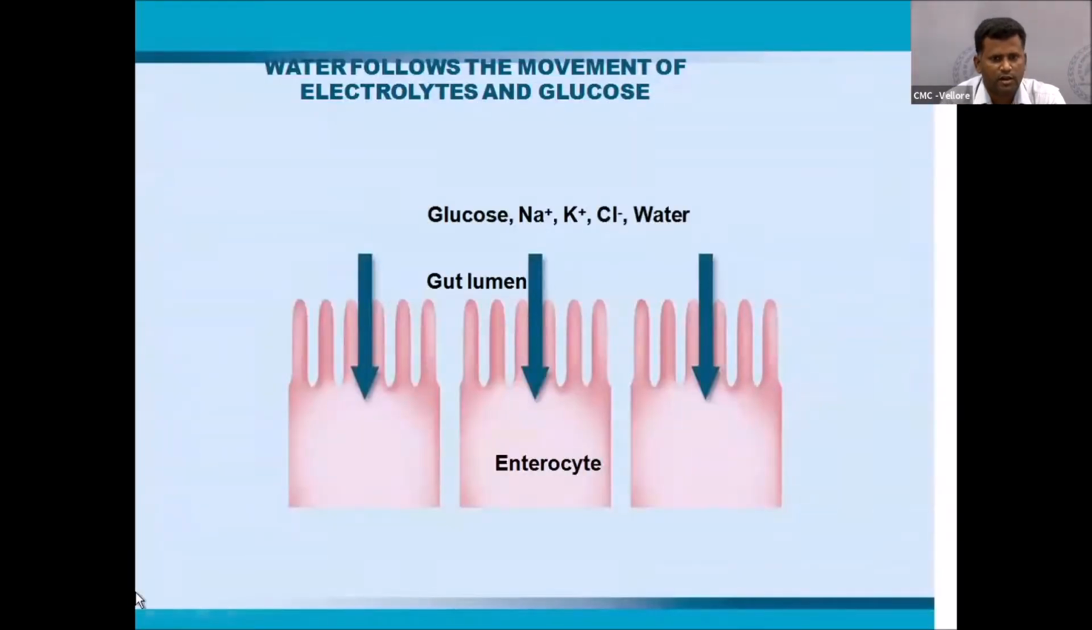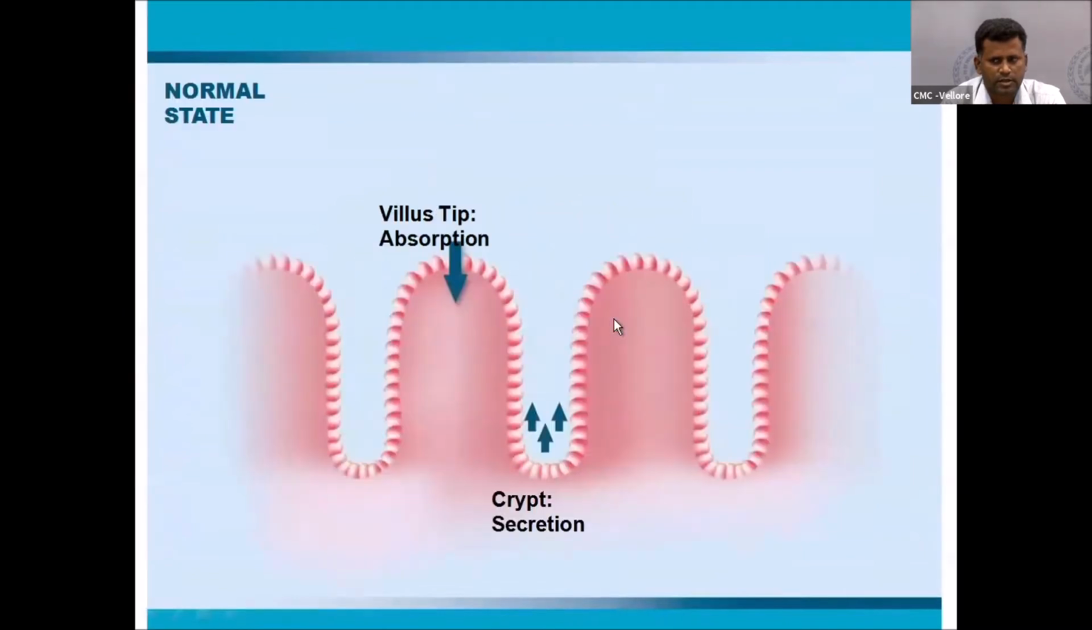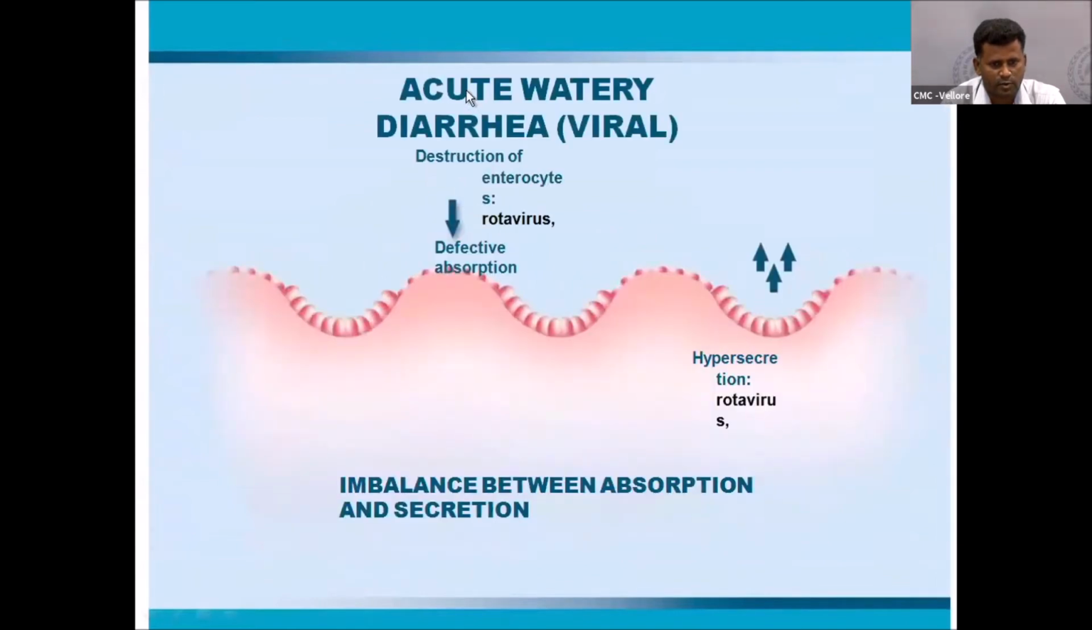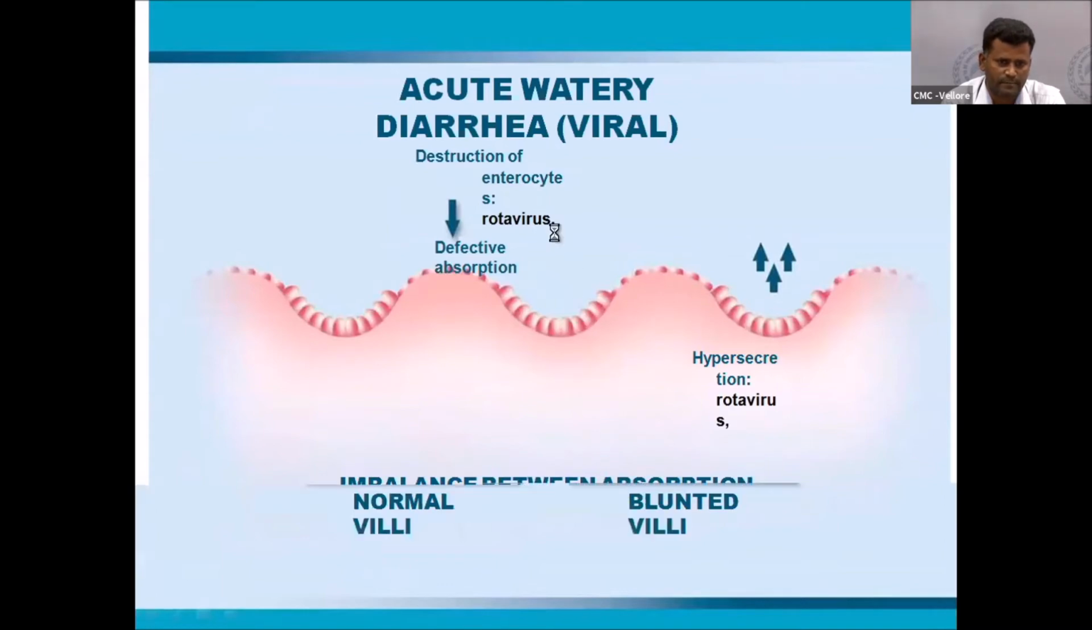So this is the normal water and electrolyte transport along with glucose. This is the normal villi, and crypt secretion can happen. But in acute diarrhea, there is destruction of the absorptive surfaces, so absorption is affected, and also hypersecretion can happen, thereby causing an imbalance between absorption and secretion and causing watery diarrhea.